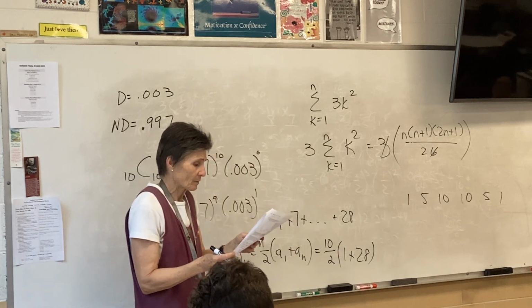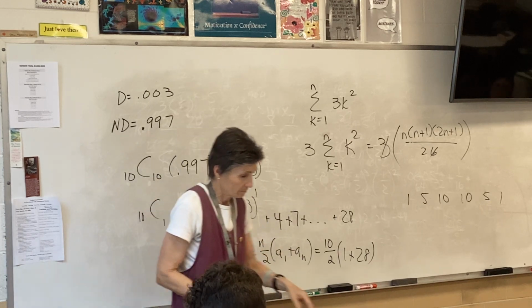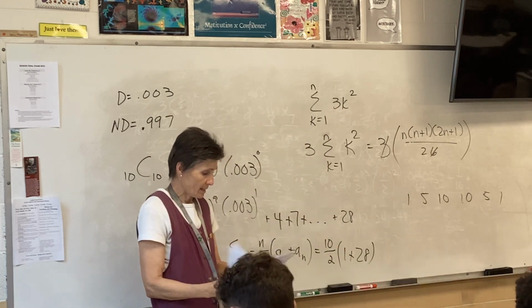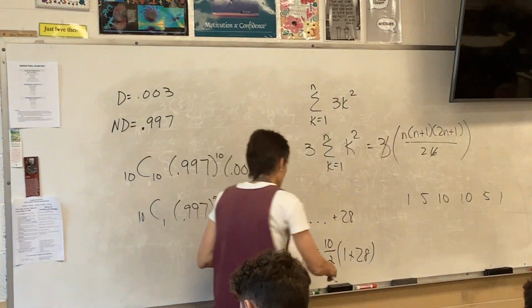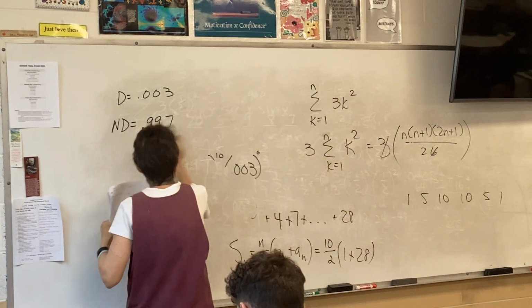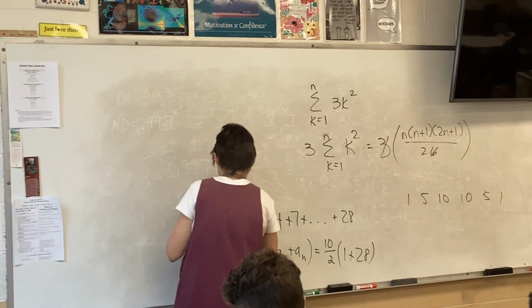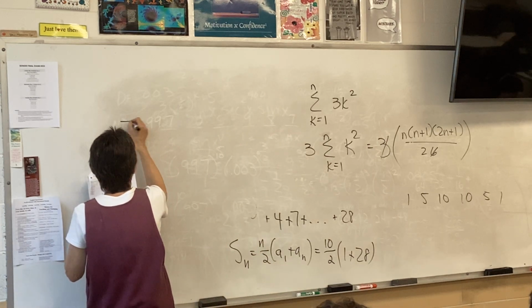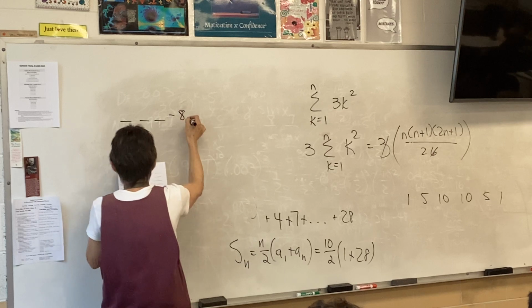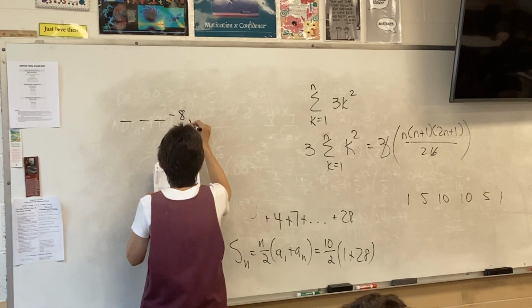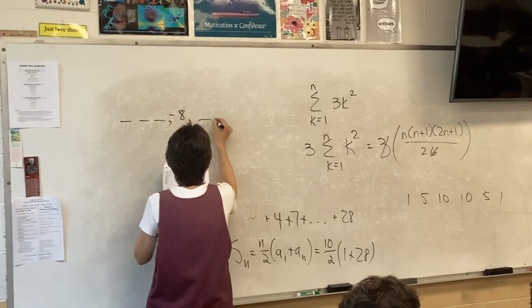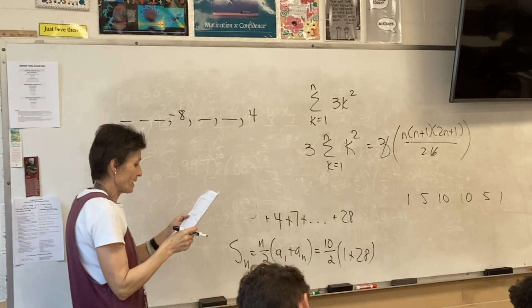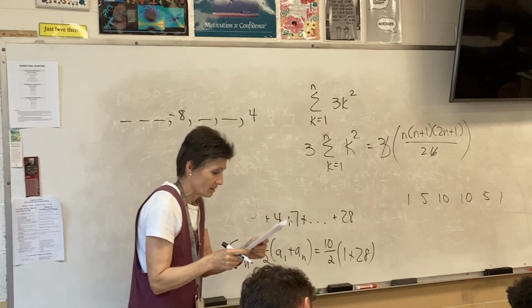Okay, Liam? Homework 9-4, number 2. It says, the fourth and seventh term of an arithmetic sequence are, fourth is -8, and the seventh is 4. Find the first term and a recursive rule for the nth term.